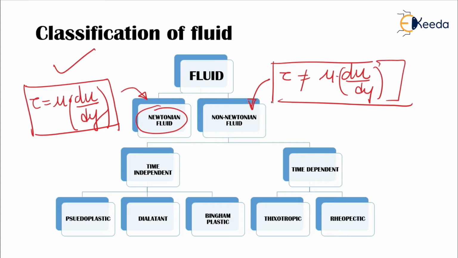Now, the fluid which does not obey Newton's law of viscosity can further be categorized into two major categories: time independent and time dependent. If the effect of time is negligible, then it is time independent. And if the fluid properties behave differently with the passage of time, then it will be termed in the time dependent category. Now, this category can further be classified, but before that, let me tell you how non-Newtonian fluids can be represented.